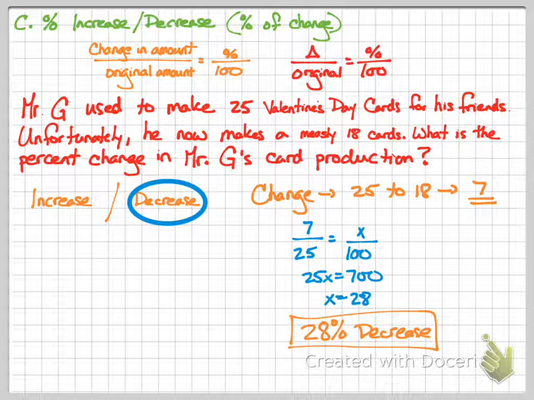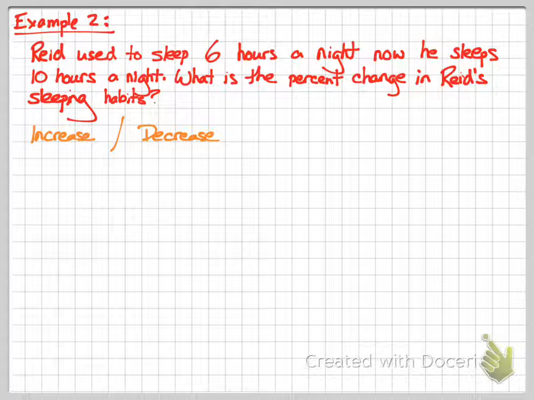Let's look at another example. Reed used to sleep 6 hours a night. Now he sleeps 10 hours a night. What is the percent change in Reed's sleeping habits? Well, let's ask ourselves, are we increasing Reed's sleep pattern, or are we decreasing Reed's sleep pattern? We're going from 6 to 10. Well, that's an increase. So we know we're going to do a percent increase.